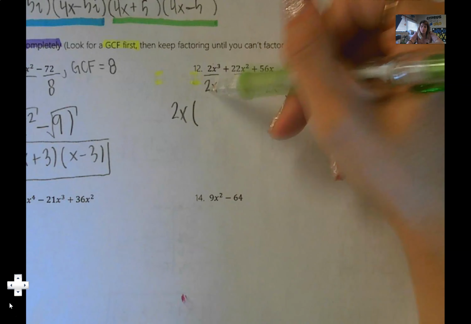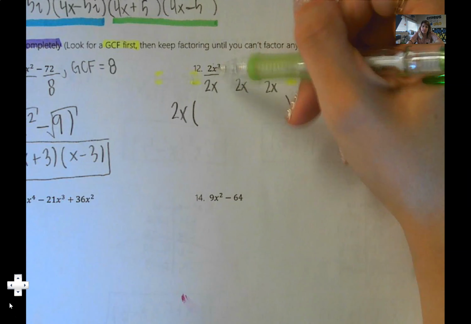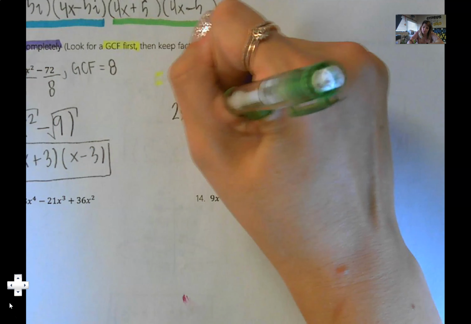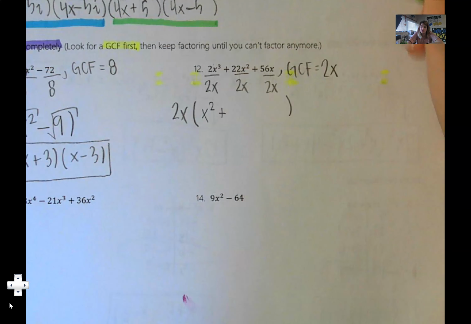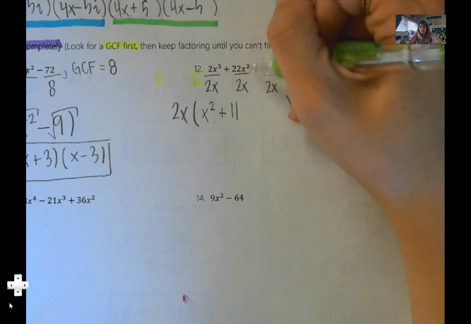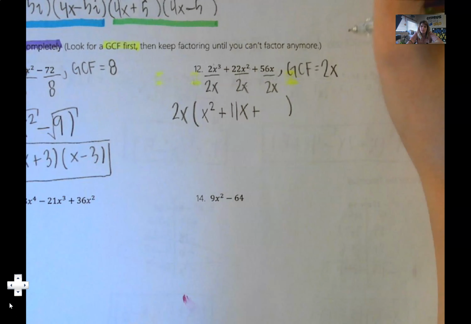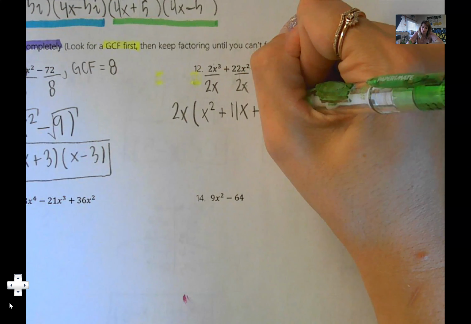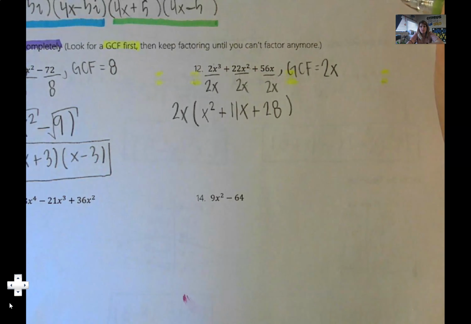So 2 divided by 2 is 1. If we have 3 x's and we take one away, that leaves us with x squared. Keep the plus sign. 22 divided by 2 is 11. If you have 2 x's and you take one away, you're left with x. Keep the plus. 56 divided by 2 is 28, and the x's go away.